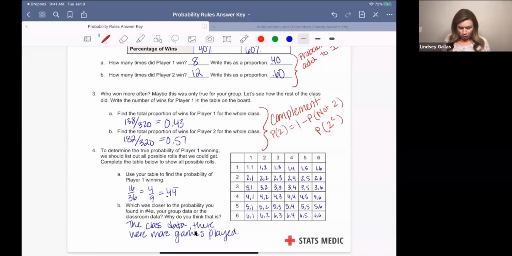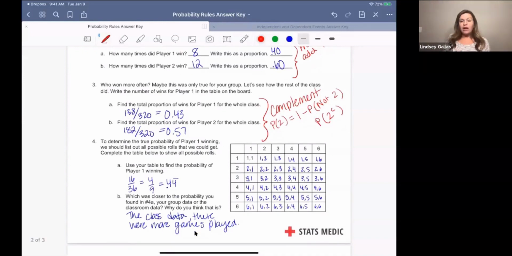All right, then we want to figure out the true probability. Well, when we played this game, all these groups got different values, and I want to know what is the true probability of player 1 winning. So to do that, I had you list out all possible rolls that could have happened. So for example, we could have gotten a 1 and then another 1, and then a 1 and a 2, and so on. And you filled out this whole table, and then we're using it to find the probability of player 1 winning.